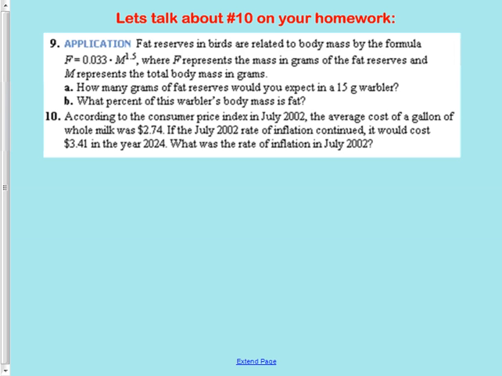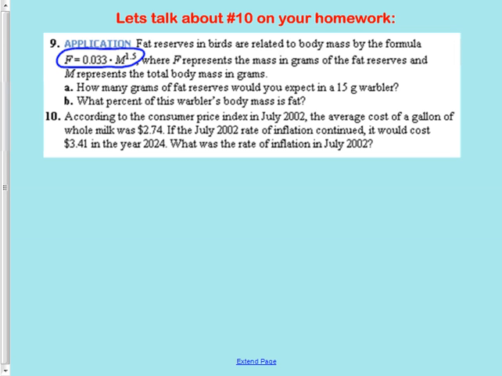All right, so fat reserves in birds. I know you were thinking about it. Now we've got a problem about it. Fat reserves are related to the body mass by the formula blah, blah, blah. So what they're saying is that there are no fat birds. They're saying that it's a standard thing. If you're this big, you're going to have this much fat on you. Well, anyway, it's kind of a dumb equation, but here it is.